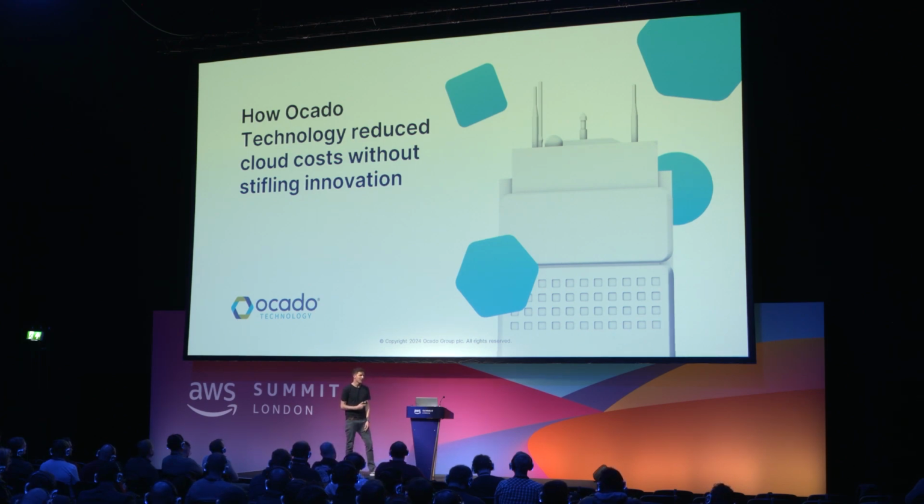So firstly, a little bit about Ocado. Ocado Group began as a pioneer in the online grocery market 20 years ago, and we continue to be pioneers to this day. Our mission is changing the way the world shops for good, and in order to achieve that mission, we created OSP, Ocado Smart Platform.